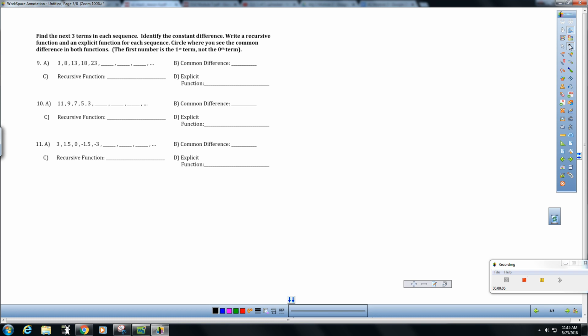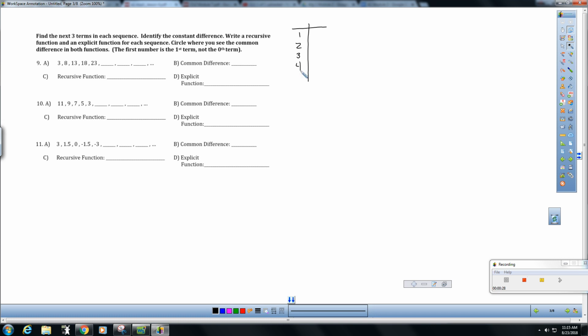All right, so this is numbers 9, 10, and 11 from 1 to 4. Okay, we're going to go through this whole thing. I know that many of you just have questions about the explicit functions, but I'll tell you, each one of these, I think you are best off turning it into a table.